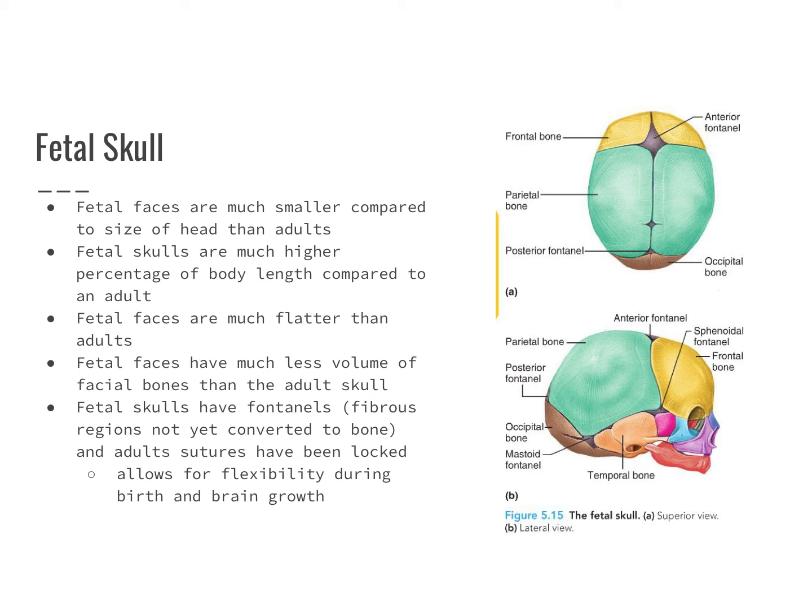Okay, and the last thing we're going to talk about with the skull is how an adult skull compares to a fetal skull, so a baby skull. Fetal faces are much smaller compared to the size of the head than adults. That means their facial features take up much less percentage of their actual head size than adult faces do. Fetal skulls have a much higher percentage of body length compared to the adult.